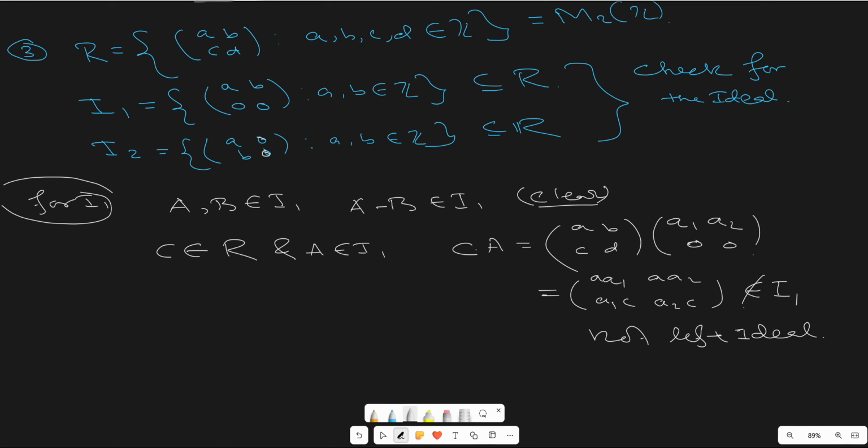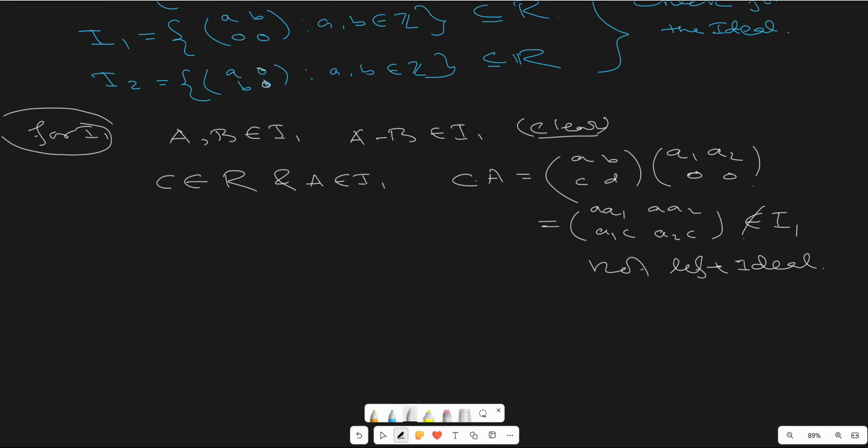Right? Left, I am multiplying by left, it is not working. And I check for the right ideal. Suppose a dot c, I'm writing it from the right side. What is the best thing I can do is a1 a2 0 0 times a b c d. What is that? This and this two will be 0 0, and there will be some non-zero quantity. So this is inside I1. Clear? So this implies that right ideal.